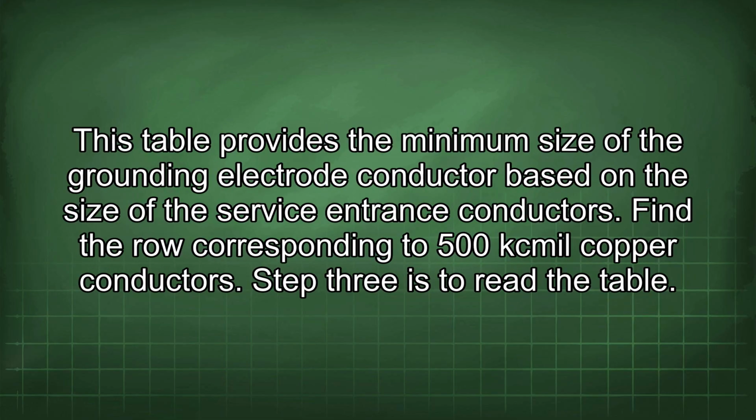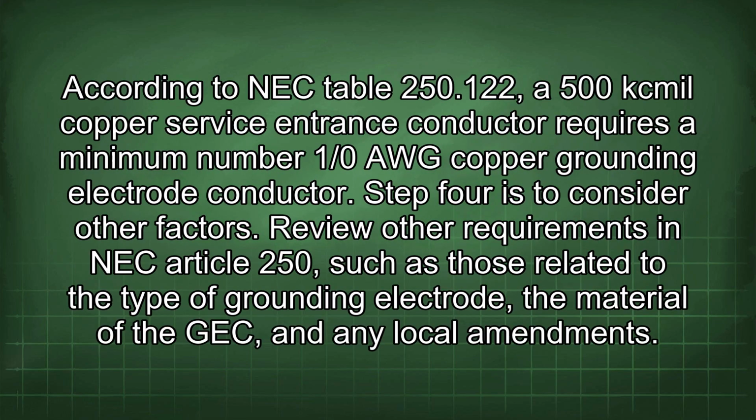This table provides the minimum size of the grounding electrode conductor based on the size of the service entrance conductors. Find the row corresponding to 500 kcmil copper conductors. Step 3 is to read the table. According to NEC Table 250.122, a 500 kcmil copper service entrance conductor requires a minimum number 1/0 AWG copper grounding electrode conductor.